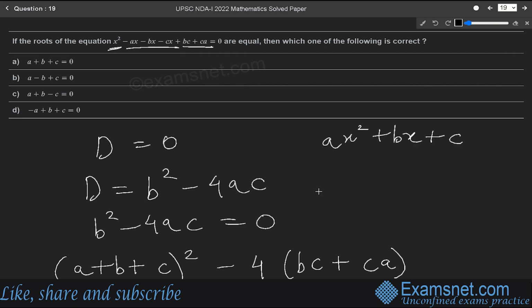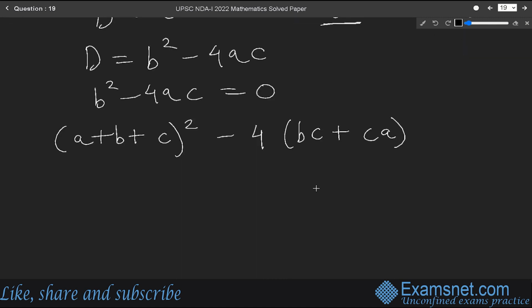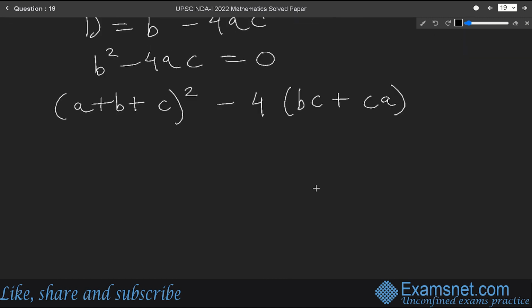So the value of b is the coefficient of x. The value of a is the coefficient of x square. Here the coefficient of x square is 1. Therefore the value of a is 1. And the remaining is the value of c, which is bc plus ca. Now this is equals to 0.